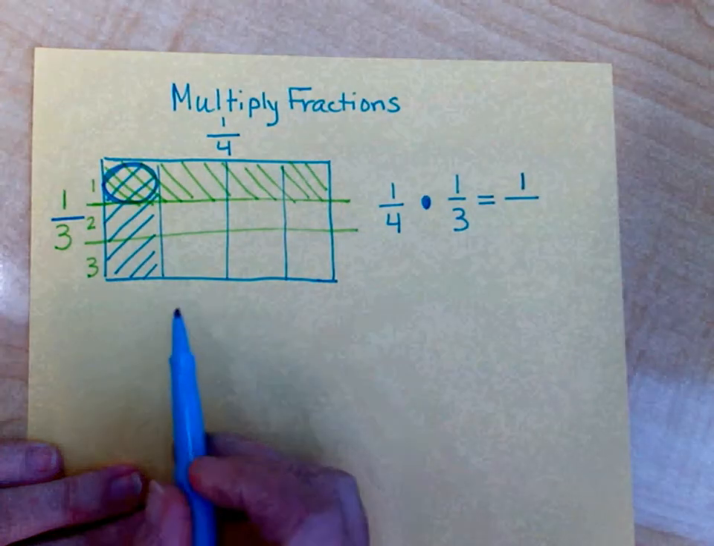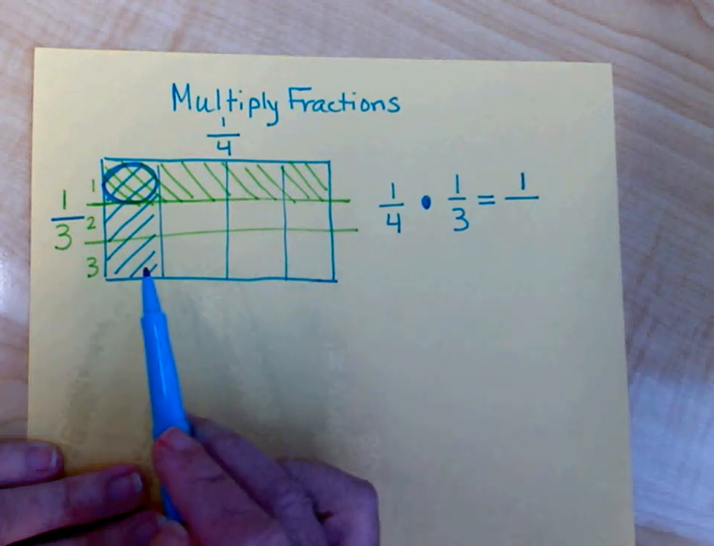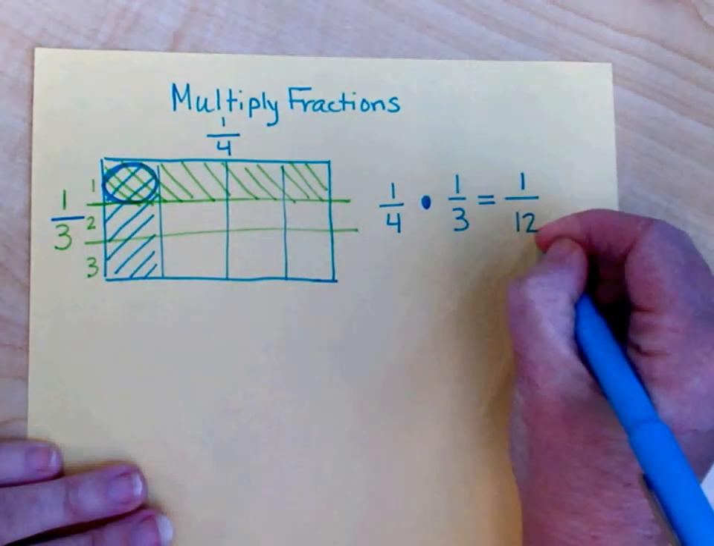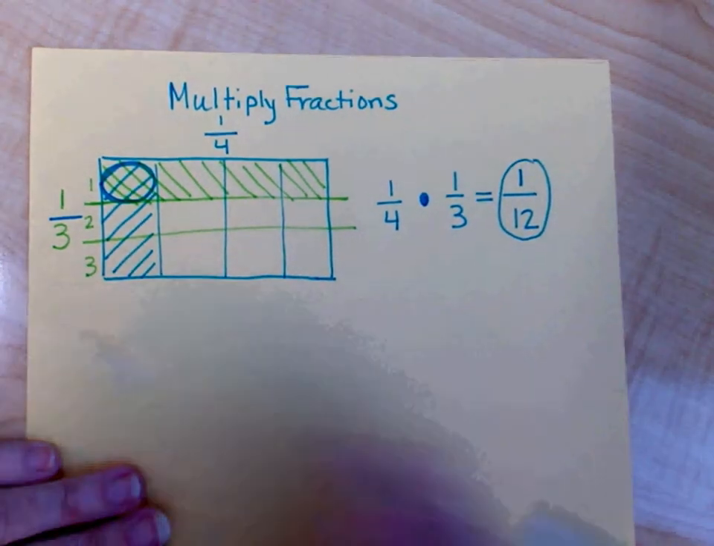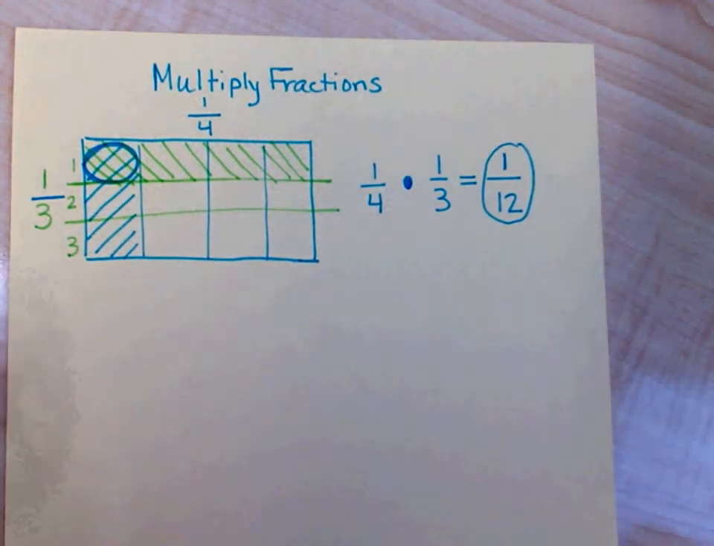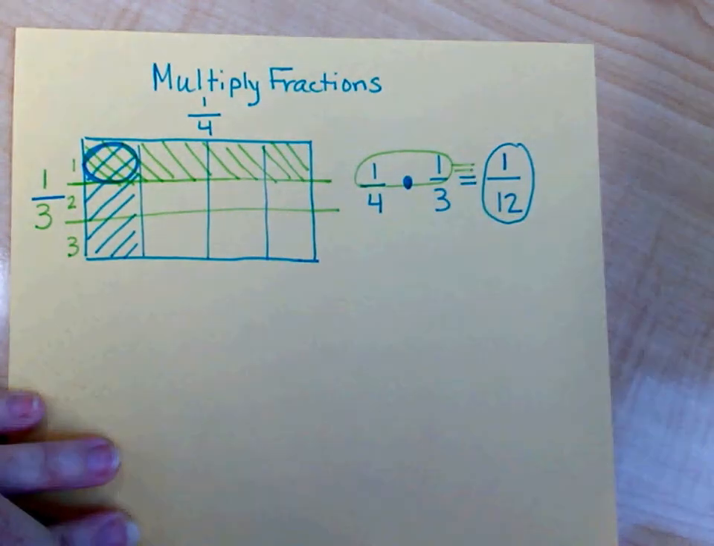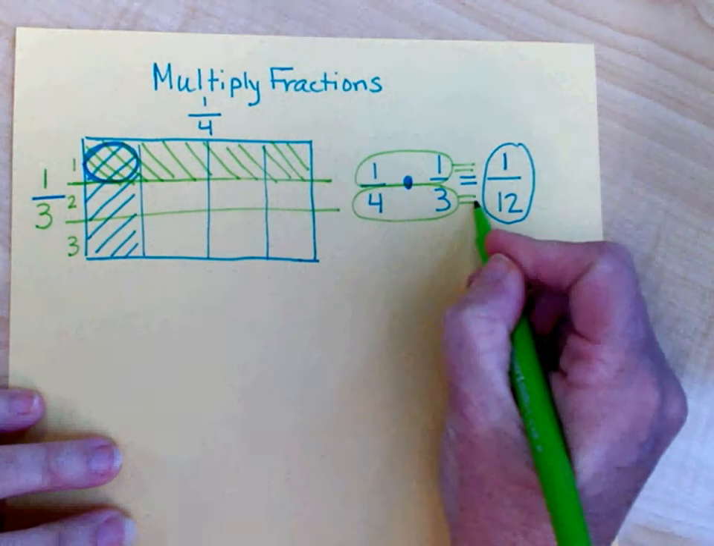Out of how many total pieces has my candy bar been cut up into? I have a total of, if I count them, 12 pieces. So my answer over here is 1/12. But if you look at it mathematically, what can I do to mathematically get the same answer with my numerator and my denominator? If I multiply my top times top, would I get 1? If I multiply the bottom times bottom, would I get 12?